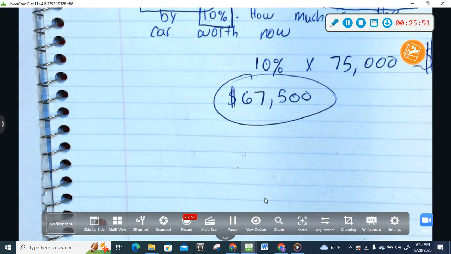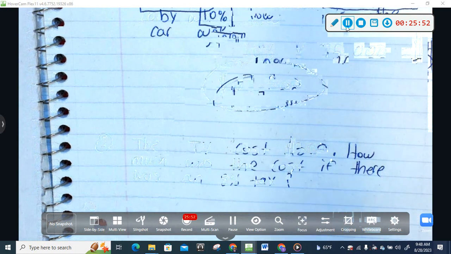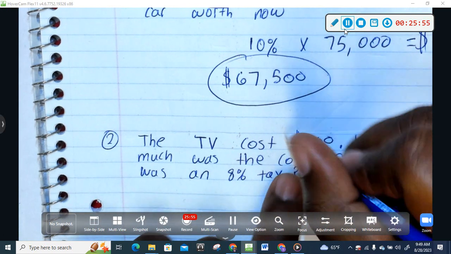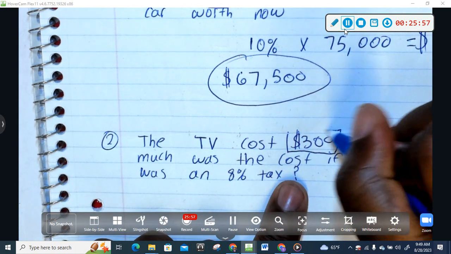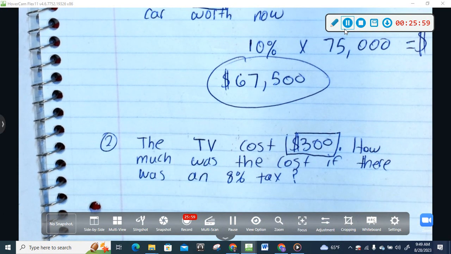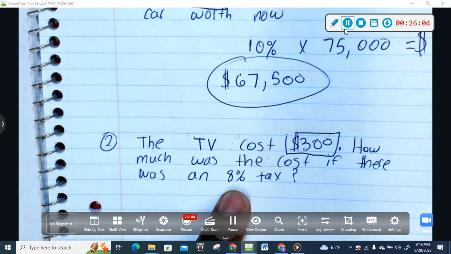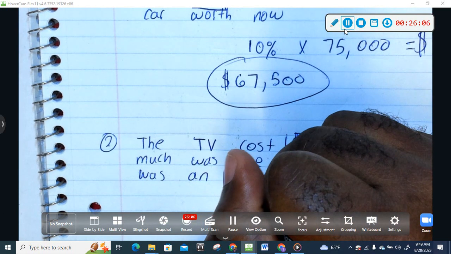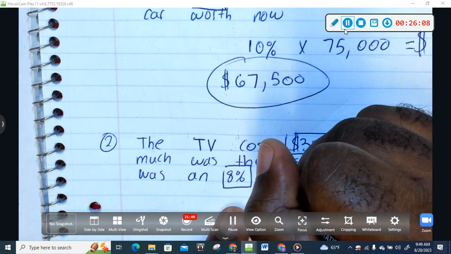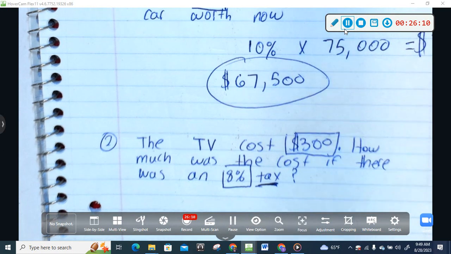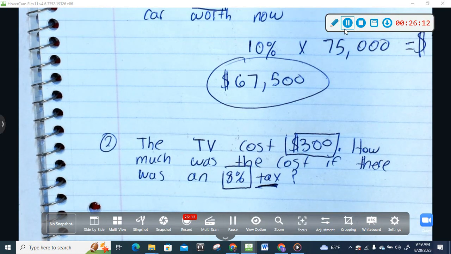I'm going to write another one. Looking at this problem right here. TV costs $300. I'm going to box that in. And on your test you'll be able to highlight, use the highlighter tool. And then there's an 8% tax. 8% tax. So first things first, I got to find what's 8% of 300. So go ahead and do that.